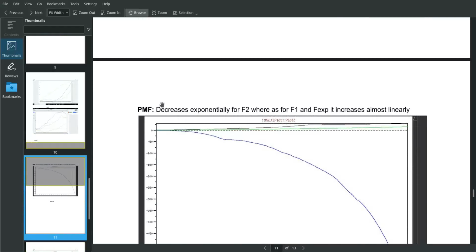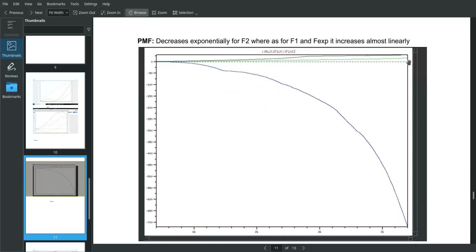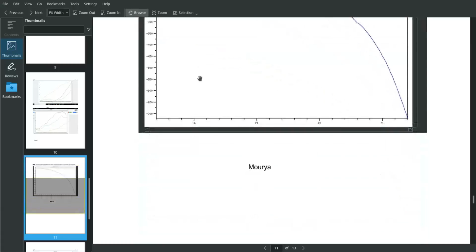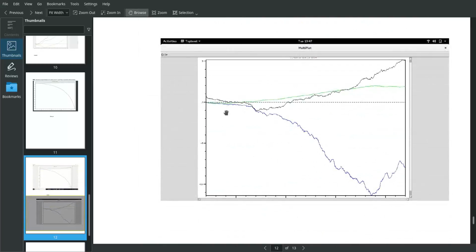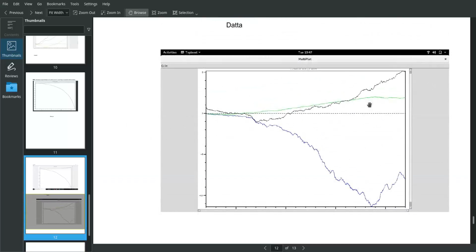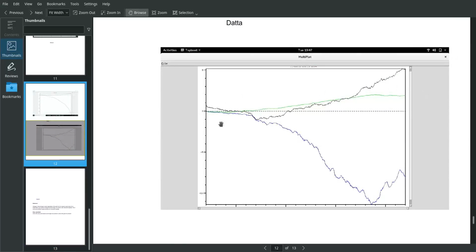So now PMF. It decreases exponentially for F2, whereas for F1 and Fx it increases almost linearly. This is F2, and F1 and Fx increase almost linearly. This is for me, and a similar thing happened to Datta also, and Vasisht's is quite different. They are increasing linearly, but this was decreasing more exponentially. It was increasing linearly, more than ours.